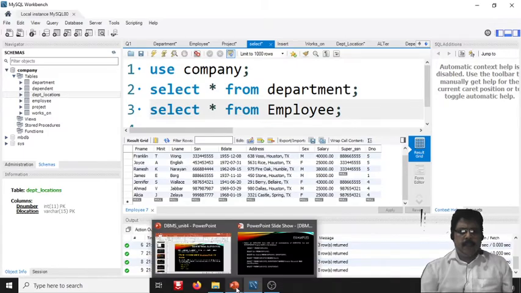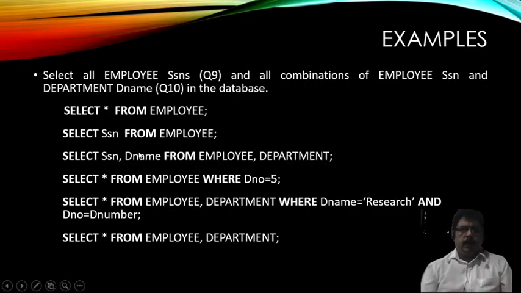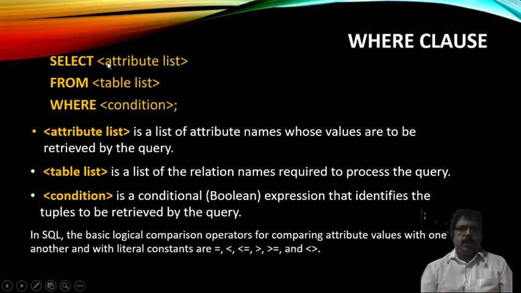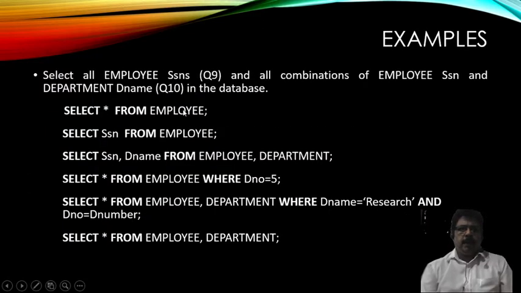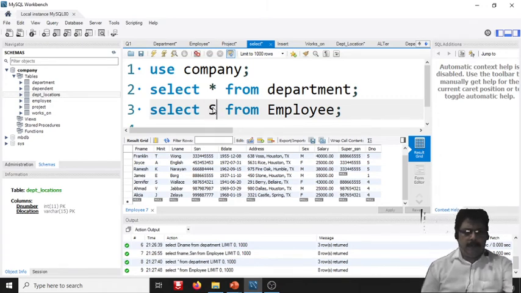As specified in our slide, we have gone through the syntax: first the select statement and then the attribute list. Here, instead of an attribute list, we have used a star that displays all the records from employee. Now I want to display only SSN from the employee table. In such a situation, instead of star I have to use SSN.